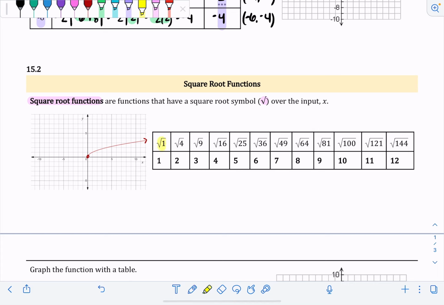The square root of 1 is 1, because 1 times 1 is 1. The square root of 4 is 2, because 2 times 2 is 4. The square root of 9 is 3, because 3 squared is 9. The square root of 16 is 4, because 4 squared is 16. The square root of 25 is 5, because 5 squared is 25, and so on. So keep this table, save it, and have it somewhere you can easily refer back to.